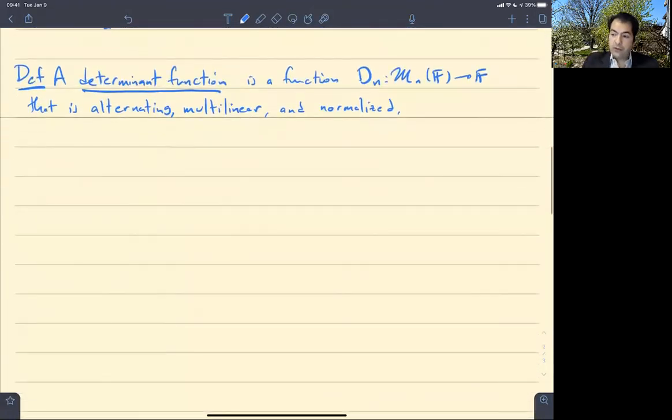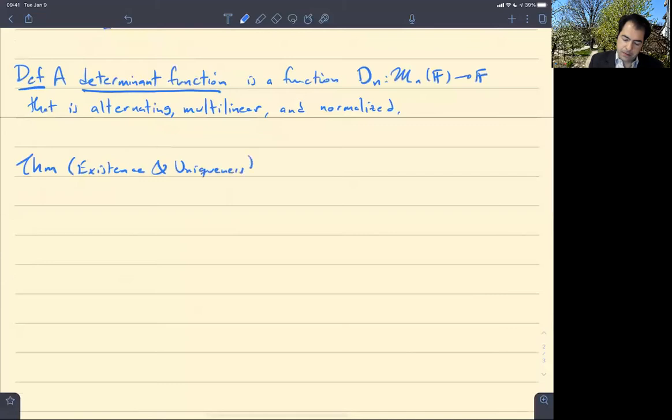And the purpose, or one of the main goals of today's lecture, is to prove the existence and uniqueness theorem. That says that for every natural number, there is one and only one.